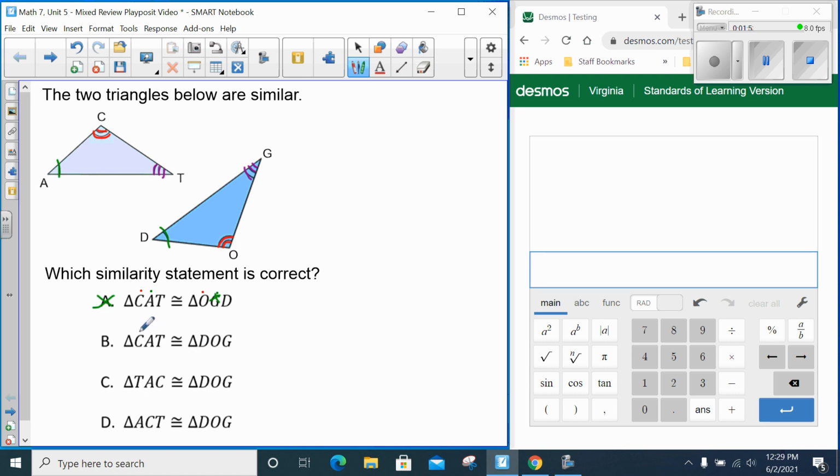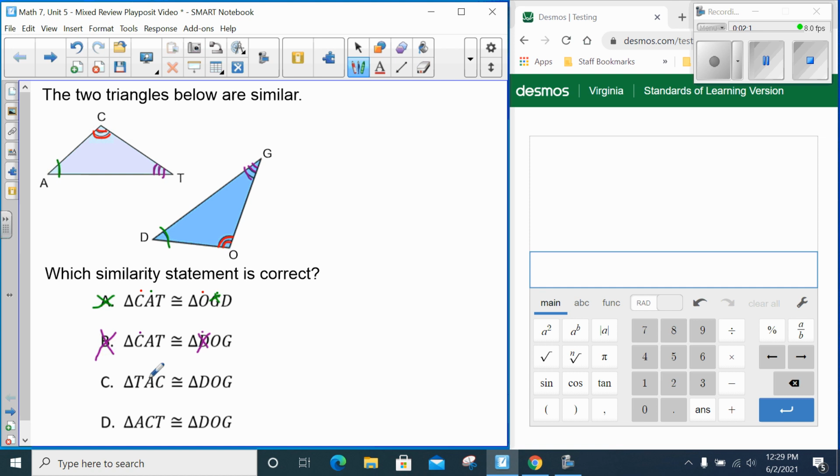Choice B says triangle CAT is similar to triangle DOG. Well, we already know that angle C matches up with angle O. And this says angle C and angle D would be a match, so B is not correct.